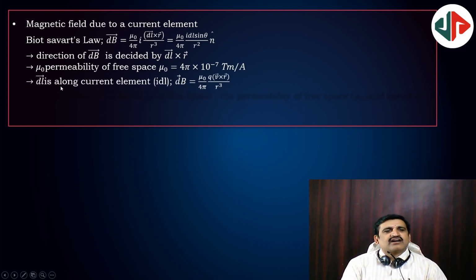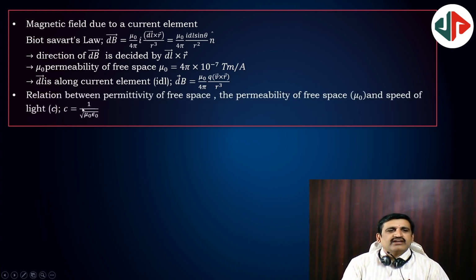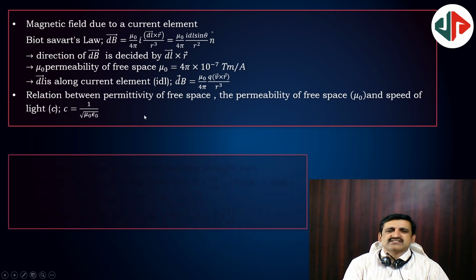If dl bar is along the current element, then for a moving point charge dB is equal to mu naught by 4 pi, q into v bar cross r bar by r cube. The relation between the permittivity of free space, the permeability of free space and the speed of light is c equal to 1 by square root of mu naught epsilon naught. We use this in many chapters.